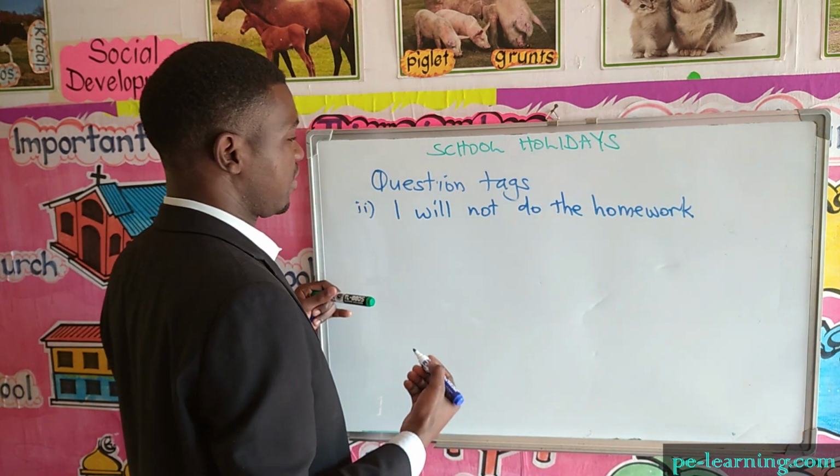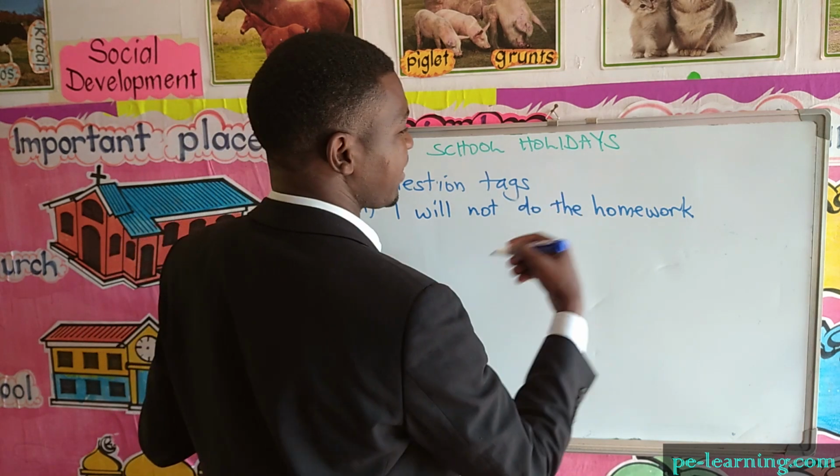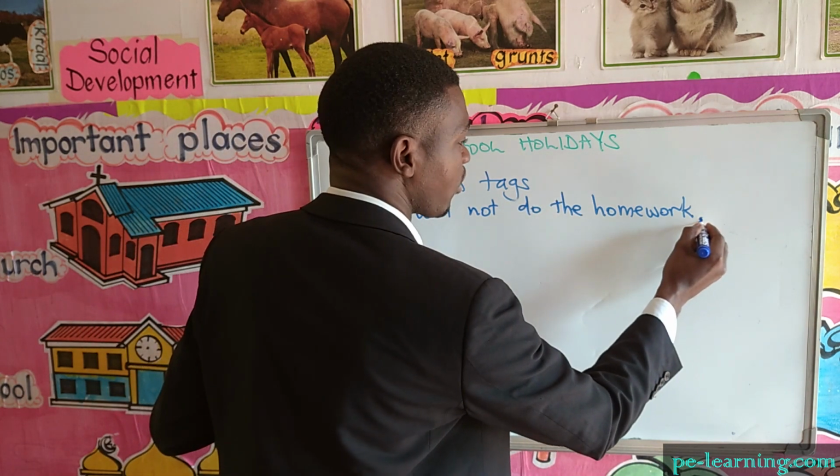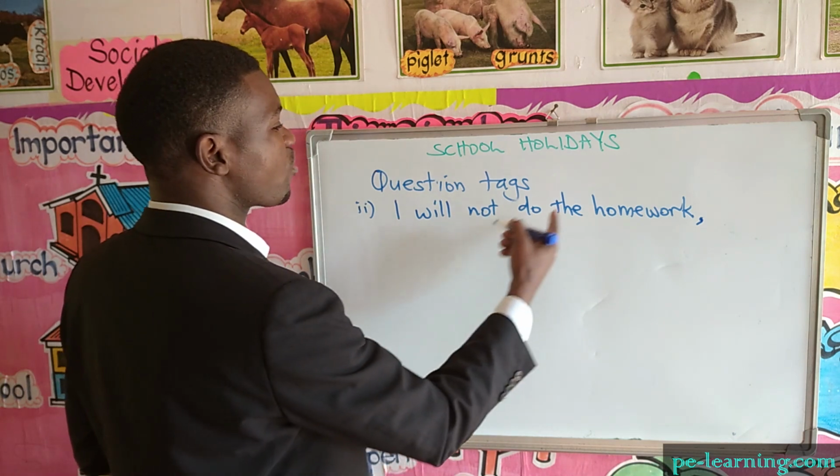I will not do the homework. Now this is our main sentence. I say if you have to supply a question tag, we have to get a comma. So there is a comma there.